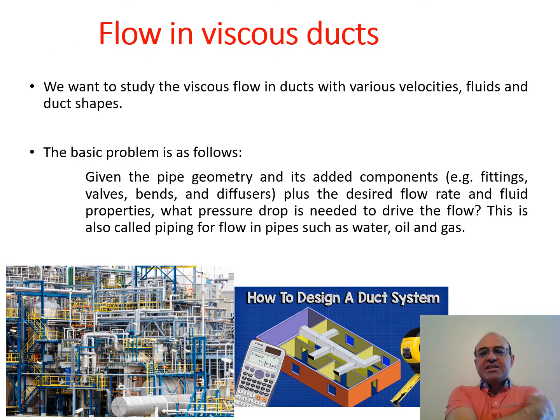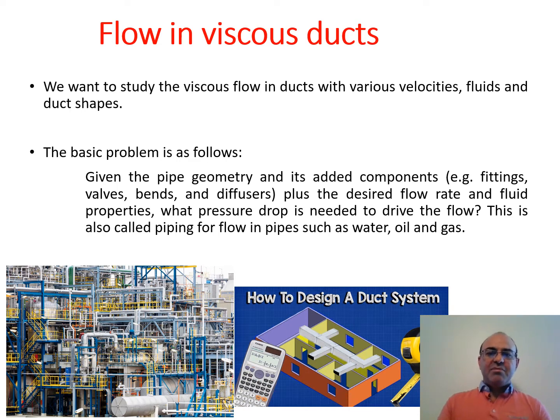So as I said, in this chapter we will talk about flow in viscous ducts. So basically we would like to study the viscous flow in ducts with various velocities, fluids, and duct shapes. So what's the range of the velocity? What is the Reynolds number? Whether the duct is a pipe, is it round or does it have different shapes? It's rectangular. Is it for air? Is it for water, for oil, gas, and so on?